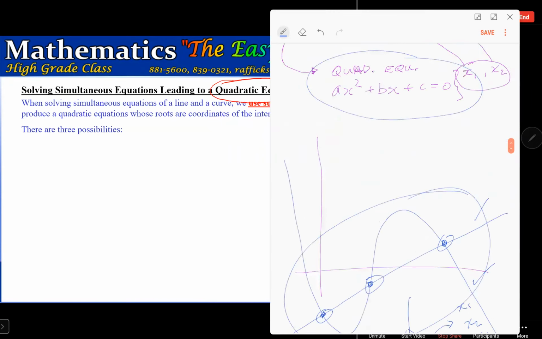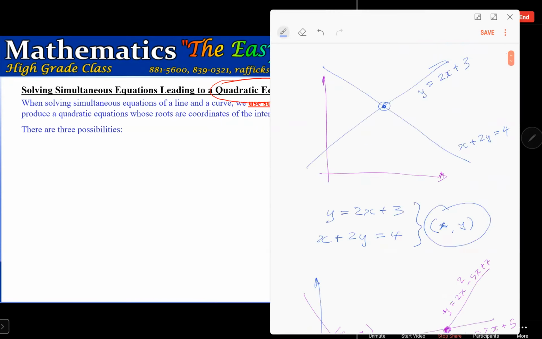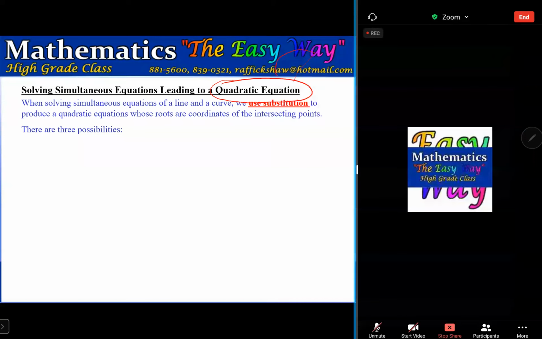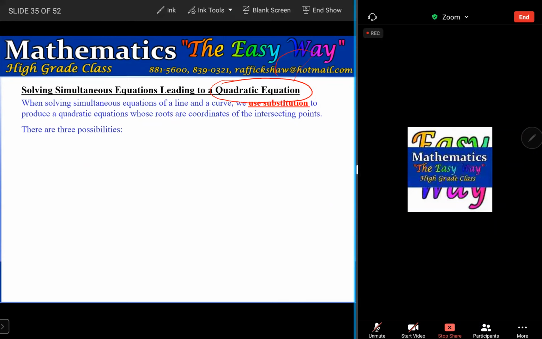Okay. So this was a new thing. Good. So I don't have to save this. Right. So today now we're doing simultaneous equations of a line and a curve, and we suppose we're going to get a quadratic. That's the type we're looking at.